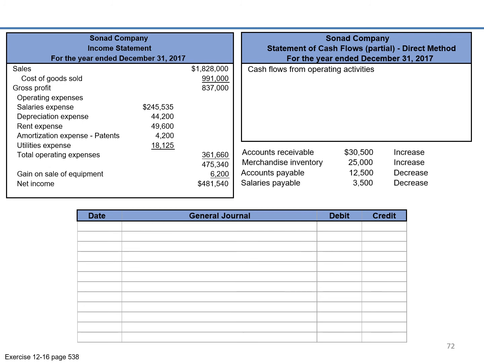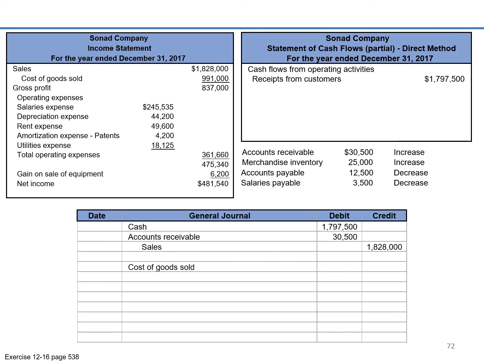So let's see what our cash flows are from our sales, right? If we know sales are 1.828 million, and we know our change in our accounts receivable is an increase of $30,500, that must mean that our cash received from customers is $1,797,500.